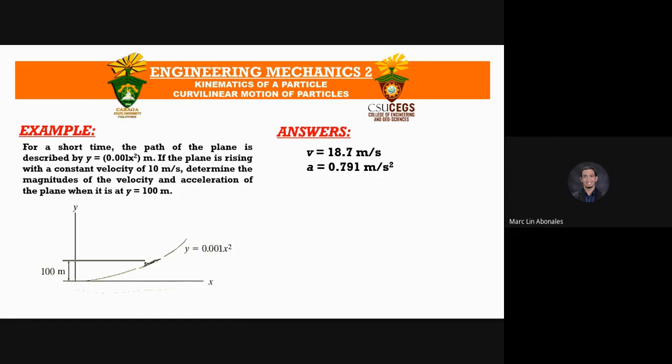Shown here sa ato ang answers at the right side: the magnitude of your velocity is 18.7 meters per second and acceleration is 0.791 meter per second squared. So just a solution for this example, the difference of this second example sa compare sa first example na gidiscuss na ko last time is that there is no equation which describes the x and y components with respect to the time.